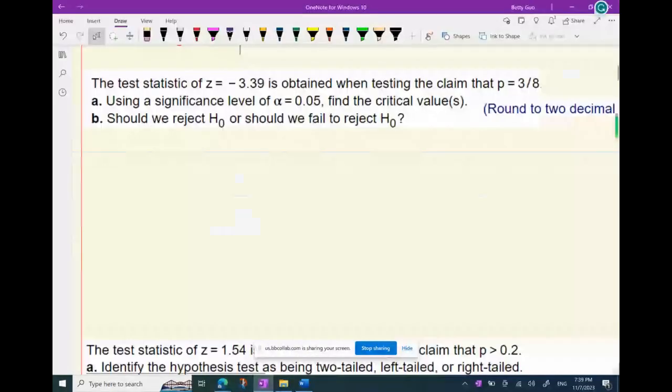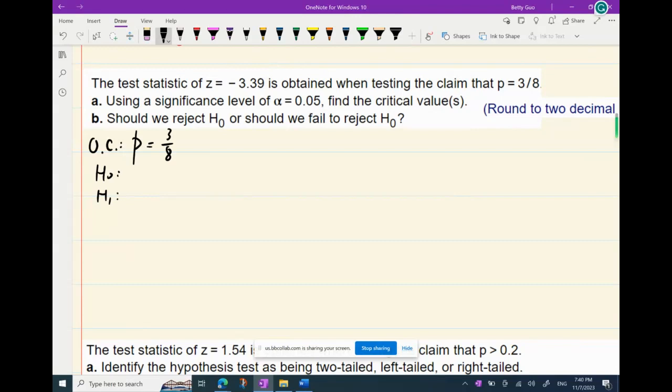Okay, so second question. The test statistic of z equals negative 3.39 is obtained when testing the claim that p equals 3 over 8. This question is similar to the previous question, but the details are different. Our original claim is p equals 3 over 8. So based on the original claim, we can figure out the null and the alternative.